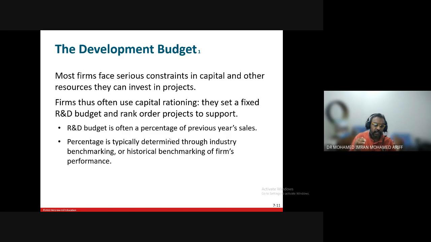So you determine the percentage. What is the percentage like? The percentage is typically determined through industry benchmarking or historical benchmarks of the firm's performance. If your firm is doing well, you will invest more. Why do I say that? If your firm is doing well in selling bubble tea, you can think of promoting bubble tea outside, in a different location. Or there are a lot of customers, so you think maybe I need to buy more cups. Or maybe I need to innovate from plastic to cups. That also counts as innovation. So you have to see the benchmark of the current evaluation too.